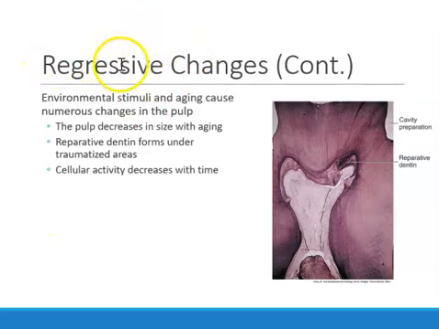Now let's look at regressive changes. You know how I said the pulp gets smaller and smaller? Well, let's look at why. One of the things that happens is the pulp decreases in size with aging, and this could be because the cellular activity decreases with time, so the pulp has cells and those cells aren't as active anymore, and because reparative dentin gets formed. So if you have trauma, here we had a cavity for example, whenever there's trauma or cavity, reparative dentin, tertiary dentin gets formed, and because we get more dentin and less pulp, the dentin kind of takes over most of the tooth.